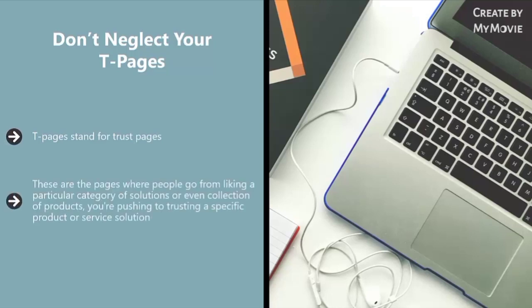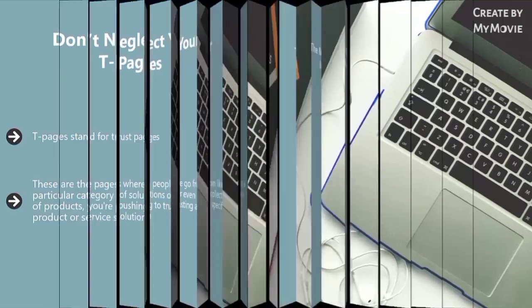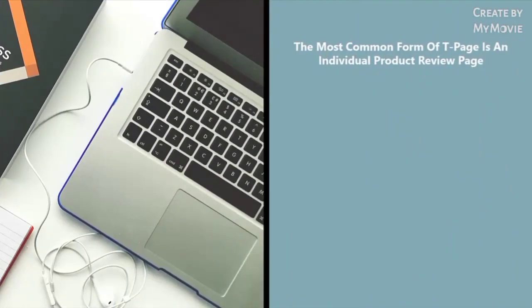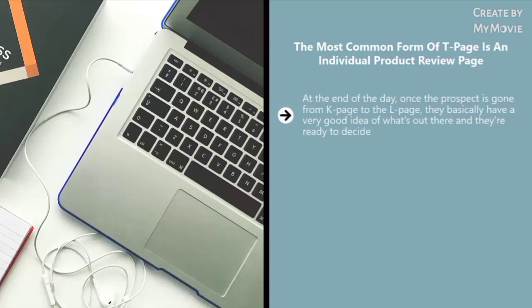These are the pages where people go from liking a particular category of solutions or even collection of products you're pushing to trusting a specific product or service solution. The most common form of T page is an individual product review page. At the end of the day, once the prospect has gone from K page to the L page, they basically have a very good idea of what's out there and they're ready to decide. Now, they're basically properly educated. Your T page then should get straight to the point. It should basically just say, okay, these are the reasons why you should trust this particular product.